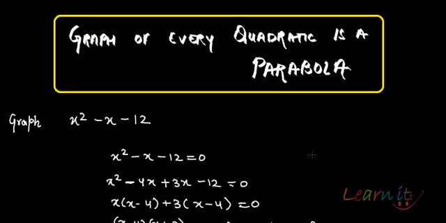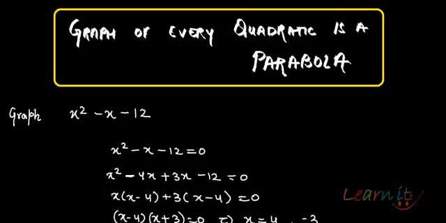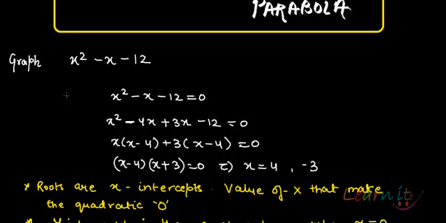Now, the graph of every quadratic is a parabola, be it a quadratic inequality or equality. For example, let's graph x square minus x minus 12. To graph it, first of all, we will look at the quadratic equation equal to 0. So, we will find out the roots.